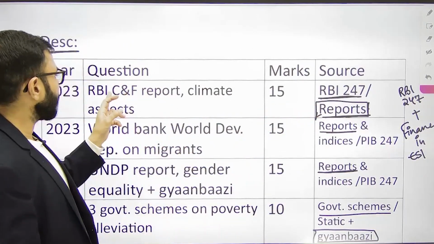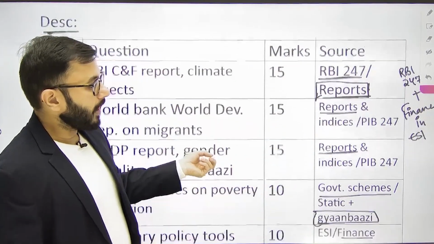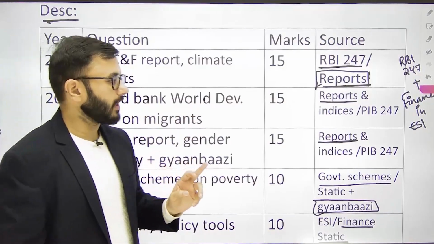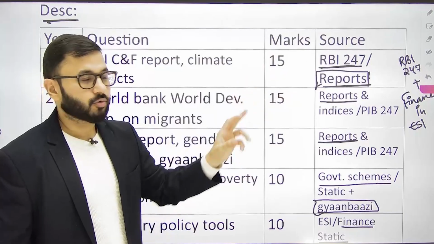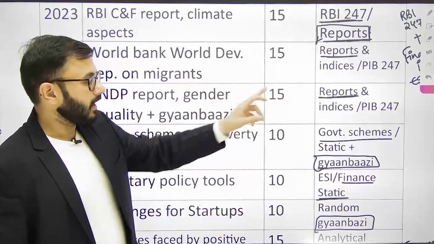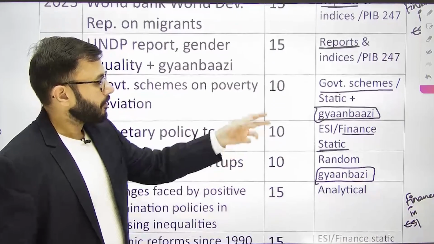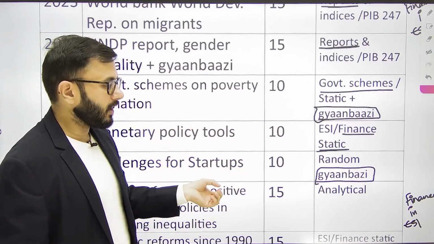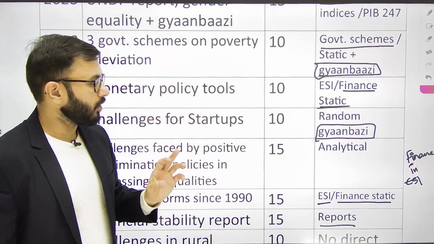RBI 247 से क्वेश्चन आया करेंसी एंड फाइनेंस रिपोर्ट के अंदर से. फाइनेंस इन ESI में से क्वेश्चन आया वर्ल्ड बैंक डेवलपमेंट रिपोर्ट ऑन माइग्रेंट से. सो फाइनेंस इन ESI मिक्स करके फर्स्ट क्वेश्चन सेकंड क्वेश्चन आया. देन देयर वाज अ क्वेश्चन फ्रॉम रिपोर्ट्स, UNDP रिपोर्ट से आया. फिर एक क्वेश्चन थोड़ा बेसिक था, 3 गवर्नमेंट स्कीम्स टू बी गिवन ऑन पॉवर्टी, डायरेक्ट क्वेश्चन है. फिर एक क्वेश्चन फाइनेंस स्टैटिक का है मॉनेटरी पॉलिसी टूल्स के ऊपर.